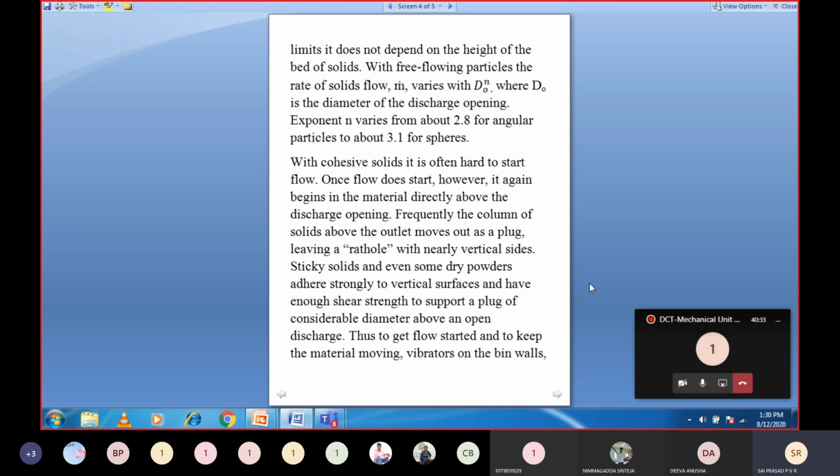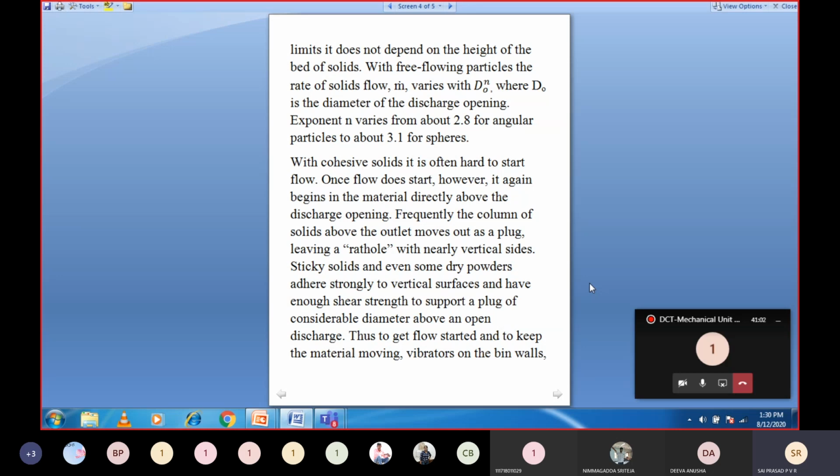With free flowing particles, the rate of solids flow, m dot, varies with the diameter of the orifice raised to the power n, where n is a constant, and d naught is the diameter of the discharge opening, the opening from where the solids will be passing down. So m dot varies with d naught raised to n, where n is an exponent and a constant. It varies from 2.8 for angular particles to 3.1 for spheres.